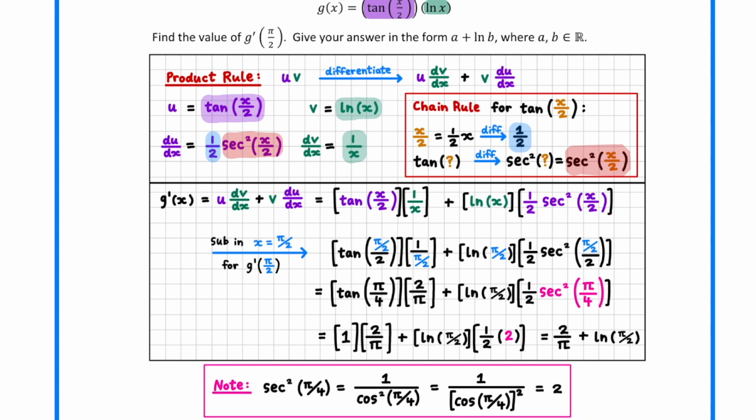To evaluate the derivative at pi over 2, we replace each x with pi over 2. From here, we simplify our expression and do some calculator work.